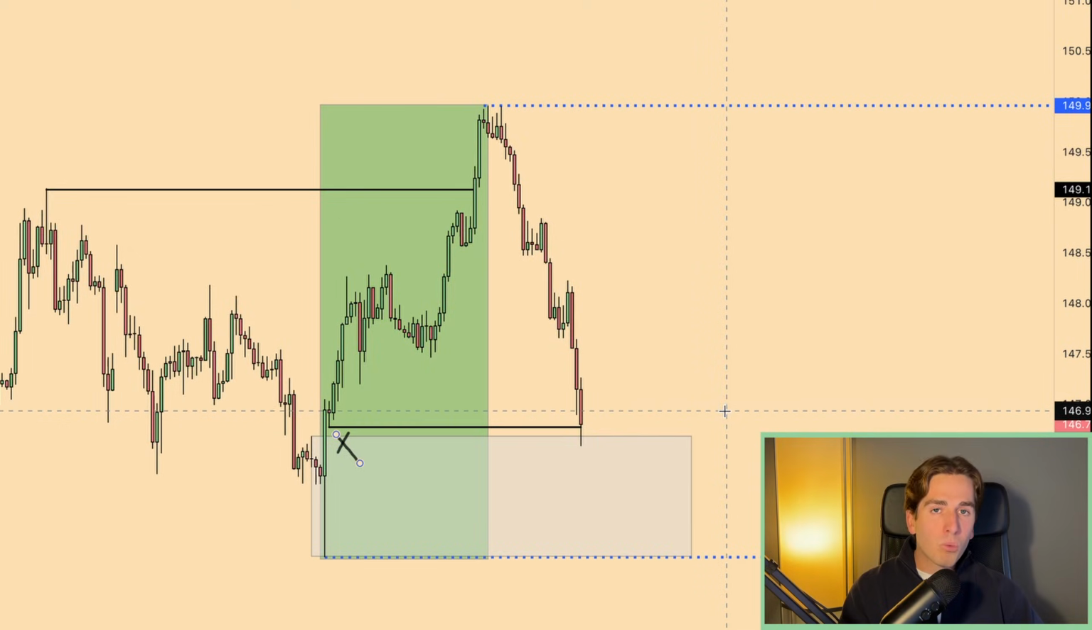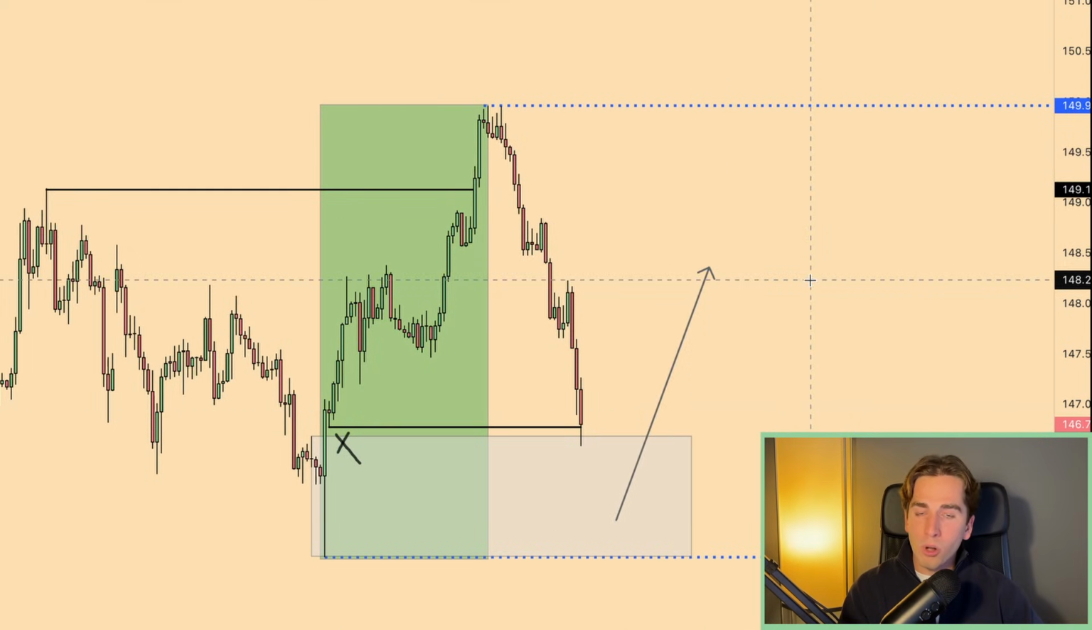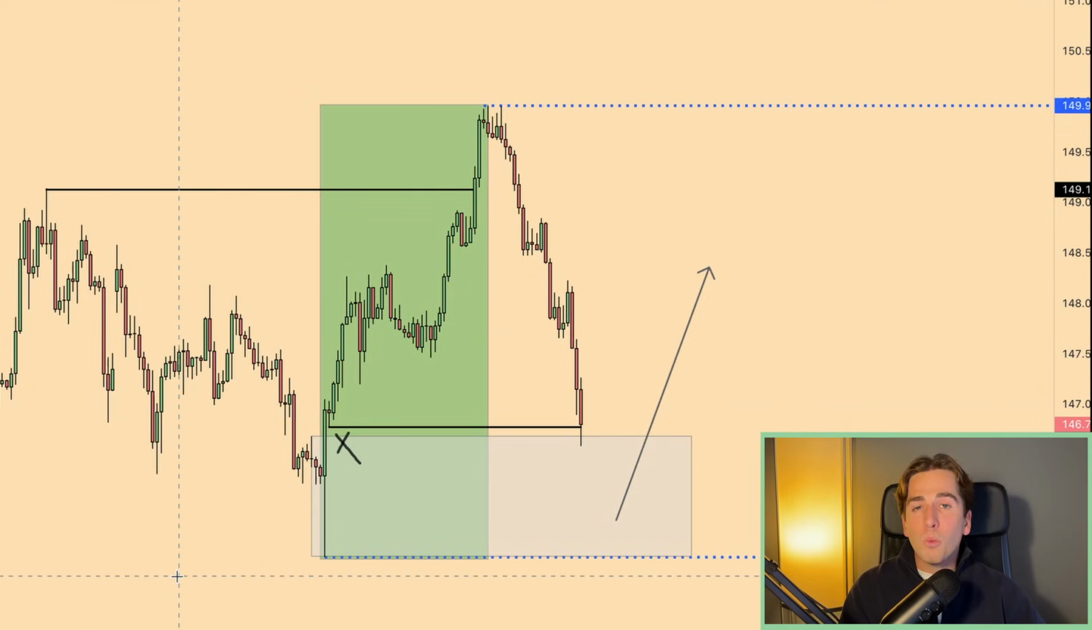And this is actually part 1 of understanding why this is a very strong area of demand from where I'm looking to go long. Because part 2 is understanding that for an area of demand to be strong, it needs to sweep liquidity. Now, what do I mean by that?